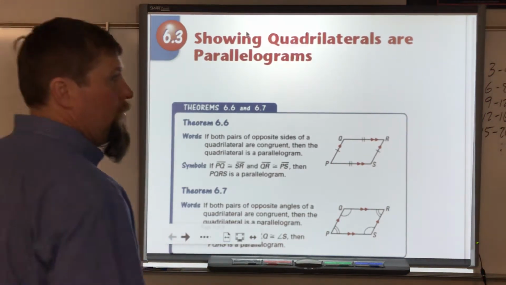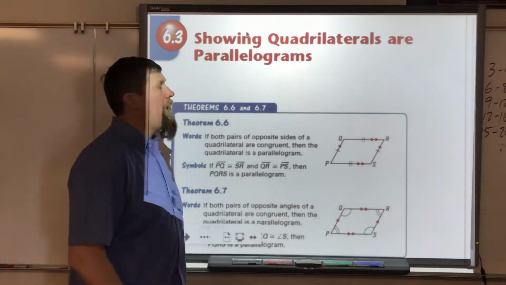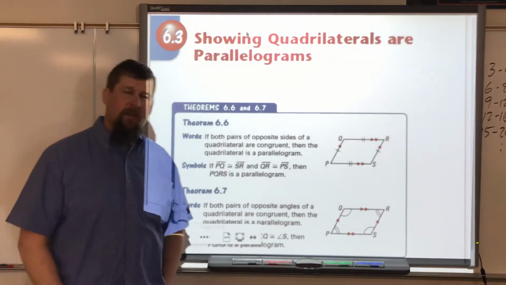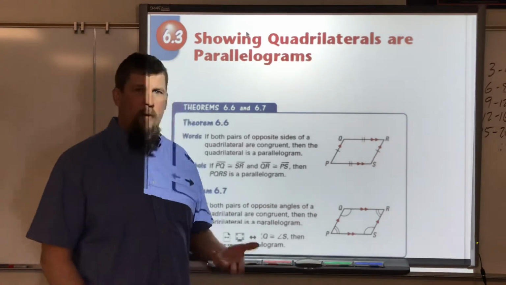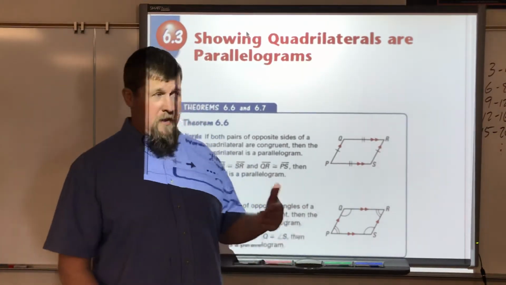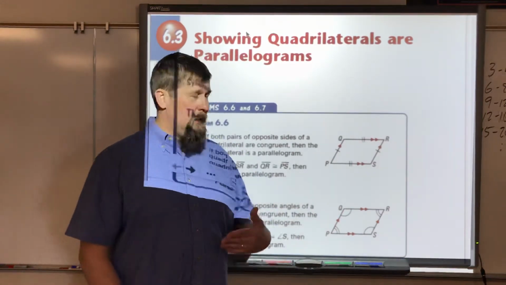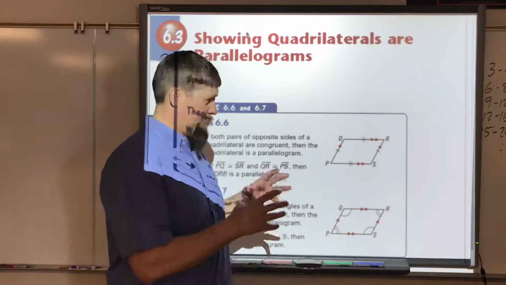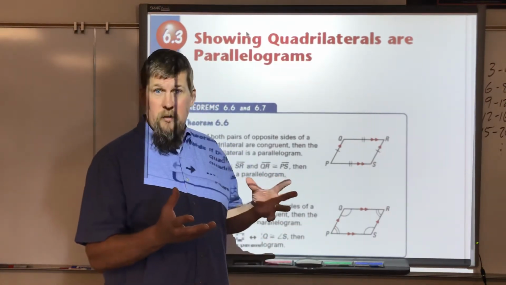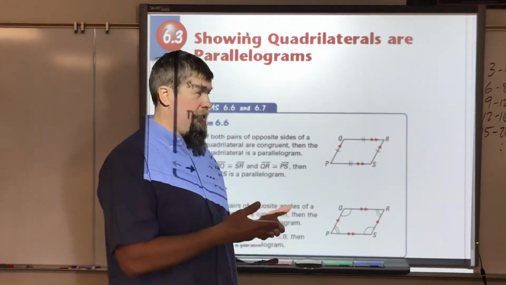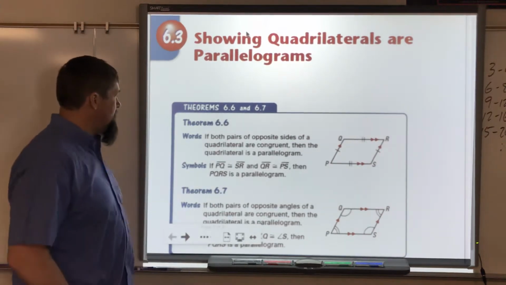All right, welcome to section 6.3 on showing quadrilaterals are parallelograms. Basically this is the converse of what we were doing in section 6.2. In section 6.2 we were given a parallelogram and then we knew all of the different little theorems about it. This time we're going to be given a situation where we ask, can we determine if it's a parallelogram or not? It's the converse. And so the first theorem in this section is theorem 6.6.